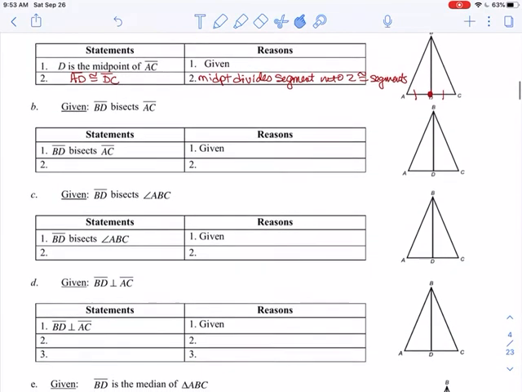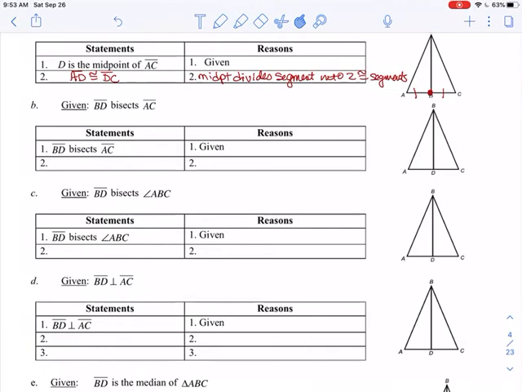Okay, now I'm going to do, I think 5 of these I have here. In B, I'm changing the given. In B, I am bisecting AC. So BD is bisecting AC. This line BD is cutting AC in half. So if it's cutting it in half, then I can just mark it. Again, it makes D the midpoint.